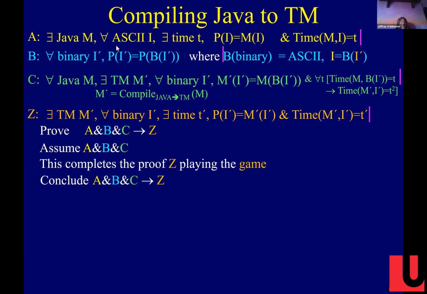This perfectly makes sense. If I knew A, B, and C were true, if I had a friend promising me A and a friend promising me B and C, how would I prove Z? This is how I would do it.